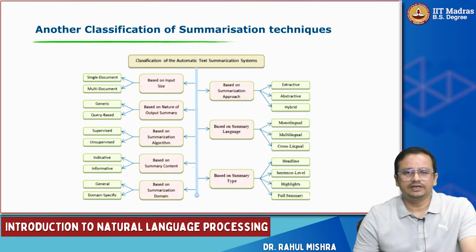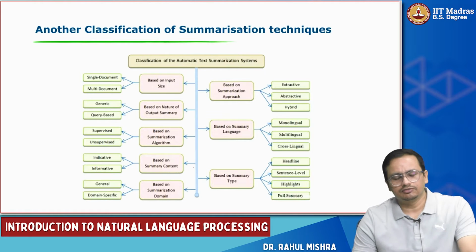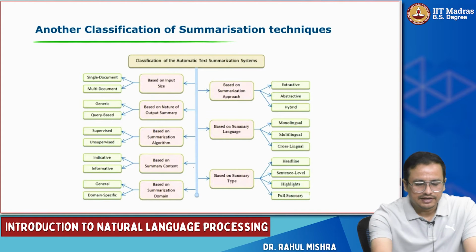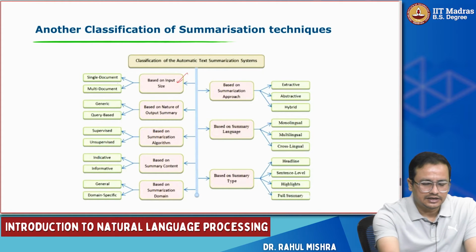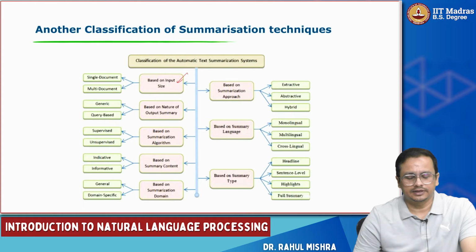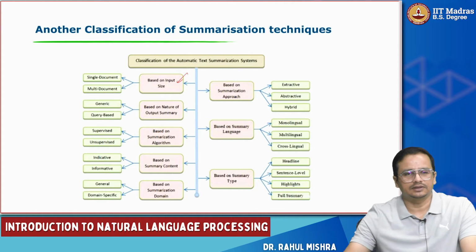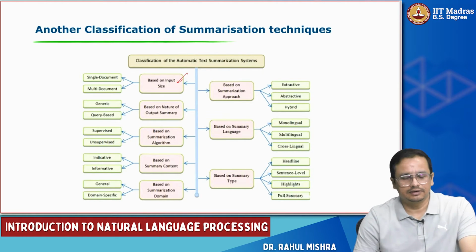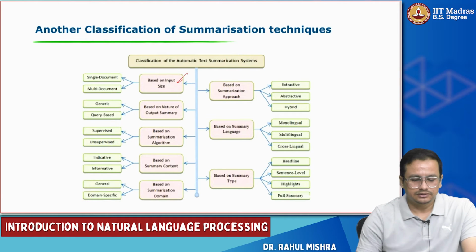Okay, very quickly we can go through some of the other categorization of it. You might be hearing them somewhere if you do some other courses and so on. Based on input size, it could be single document or multi-document. As I told you, given a document, you can summarize it. Given multiple documents, let's say 10 documents, you can also summarize them, right? So it's called multi-document summarization.